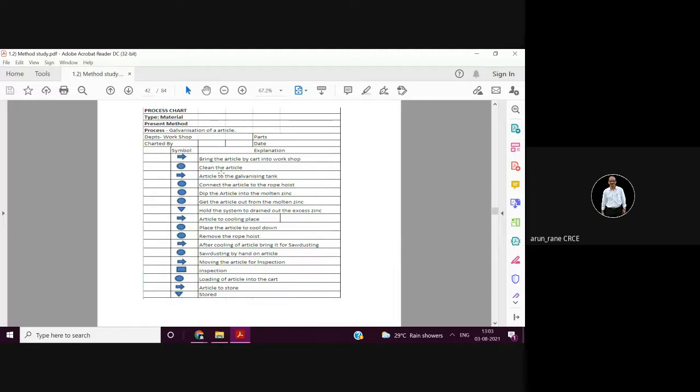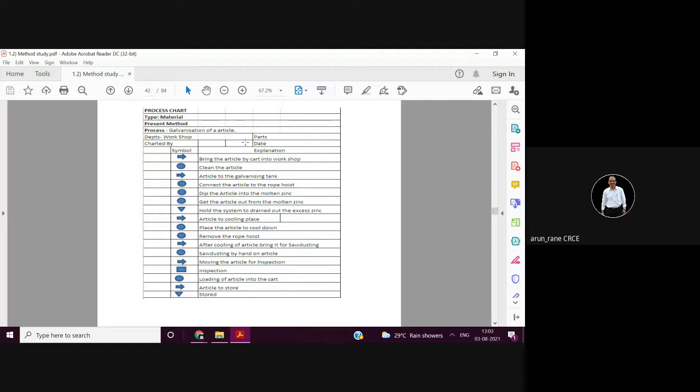Like now this particular process chart for the material. So bring the article by cart into the workshop. Clean the article. Then article to the galvanizing tank. So this is handling. Okay, this is the operation. Circle, this is operation. It has become elliptical because of the space. Then dip the article. This is particularly the process. This flow process chart we are making for the galvanization.